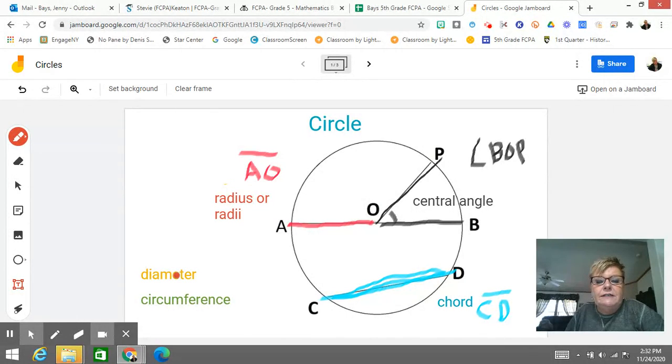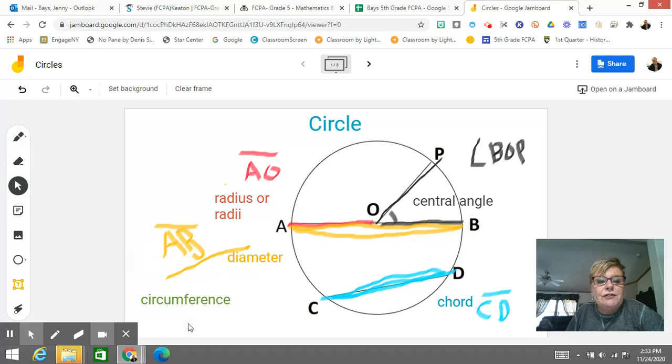Next, diameter. A diameter is twice as big as a radius. A diameter goes from one side of the circle all the way to the other side, and it goes through the center. A diameter has to go through the center. So it's like a chord, but it's a chord that goes through the center. So that would be diameter AB. It could be AOB, but it doesn't matter. You can reverse them.